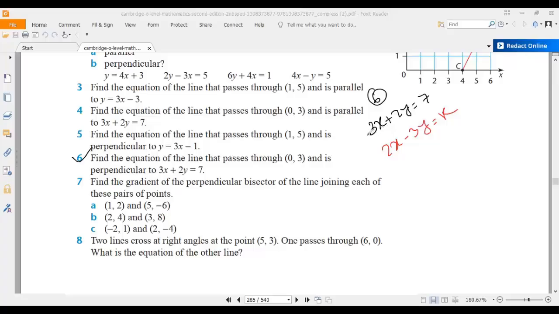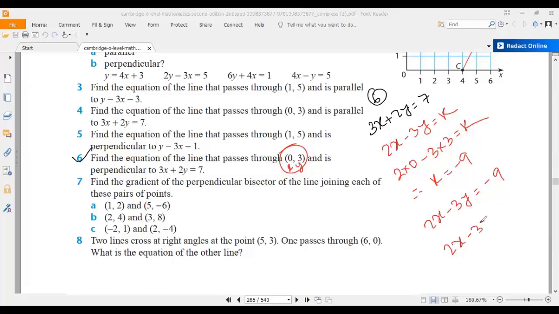So here we can say the perpendicular line of 5x plus 2y equals 7 will be 2x minus 5y equals k. And it passes through (0, 3). That means the value of x is 0, the value of y is 3. So here we can write 2 multiplied by 0 minus 5 multiplied by 3 equals k, or the value of k should be -15. Then the answer will be 2x minus 5y equals -15, or 2x minus 5y plus 15 equals 0. So this is the perpendicular line of 5x plus 2y equals 7.